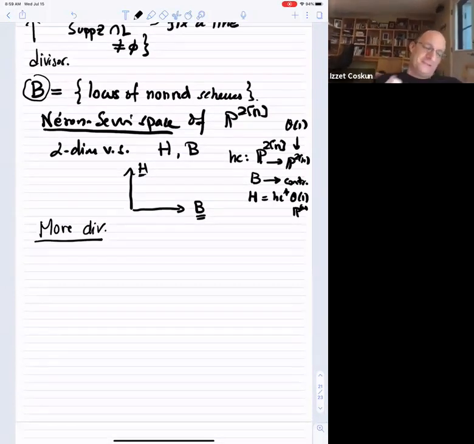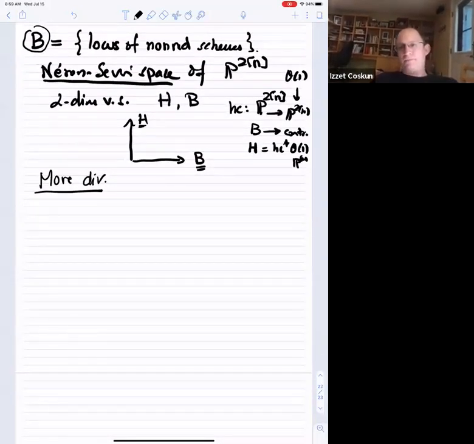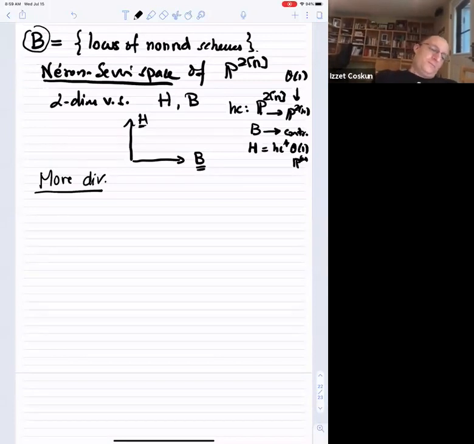But let's try to get some more divisors to get our hands on these cones. Typically you need to make more divisors so that you can describe them. So let's see what we can do. Here is what I want to do. Fix a K, a positive integer.